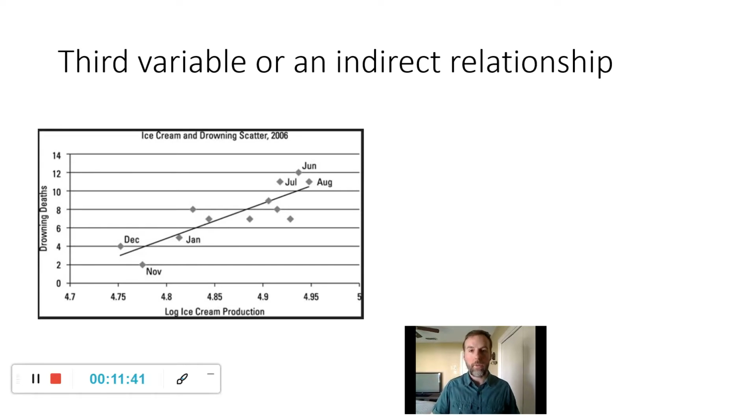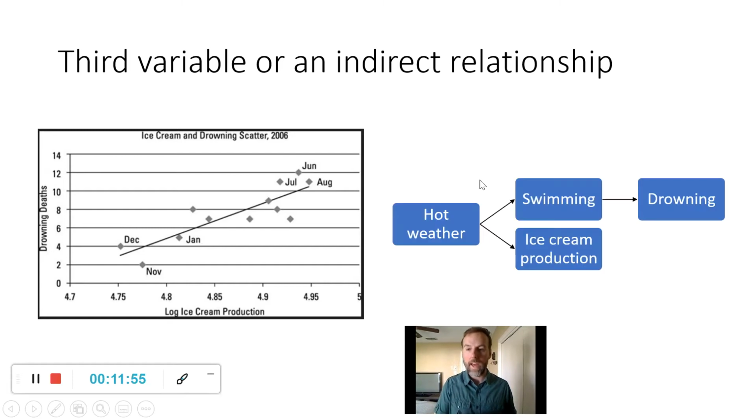There could be a third variable, or it could be just a sporadic, indirect relationship that causes the correlation. So for that first idea of a third variable, I think we can explain this relationship with a third variable, and that is hot weather. As the weather outside gets hotter, that leads to two things. One, we go swimming more, and two, we eat more ice cream.